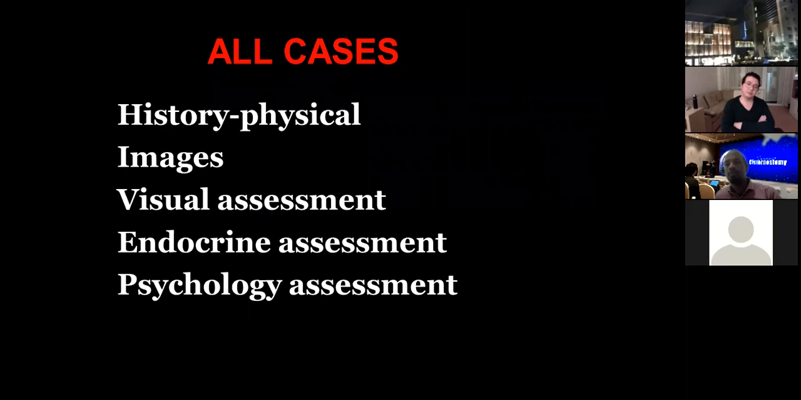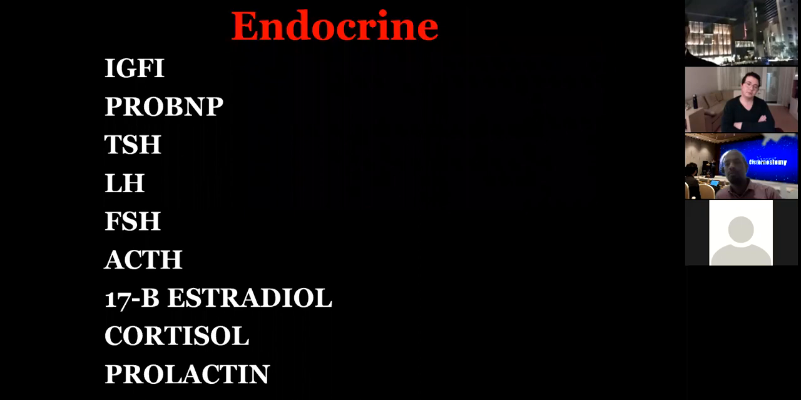For all cases, we do physical examination, imaging, visual assessment, endocrine assessment and psychological assessment. People forget about psychological assessment in brain surgery. We are constant users of psychological assessment before any brain surgery, including craniopharyngioma. And for the brain, we do the whole host of investigations.